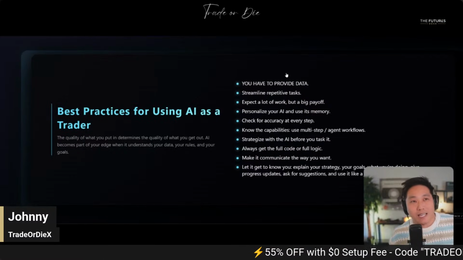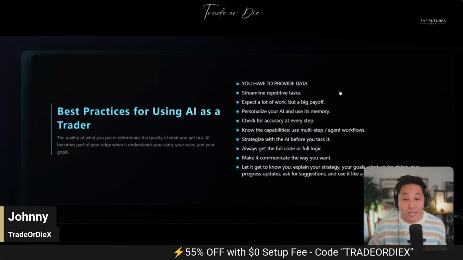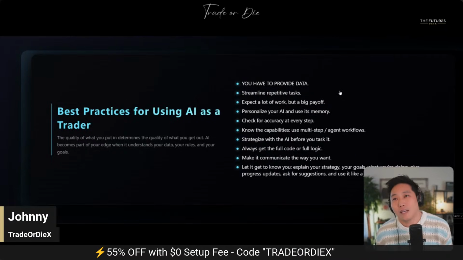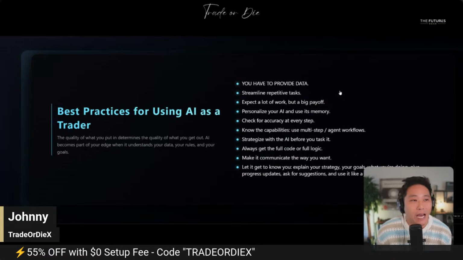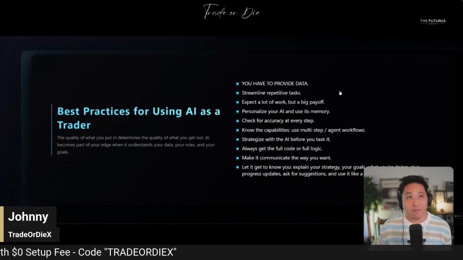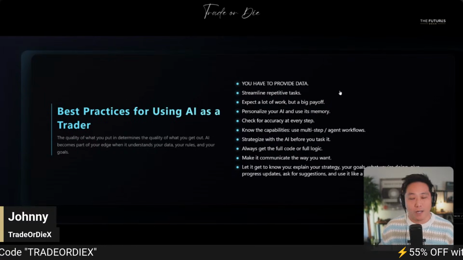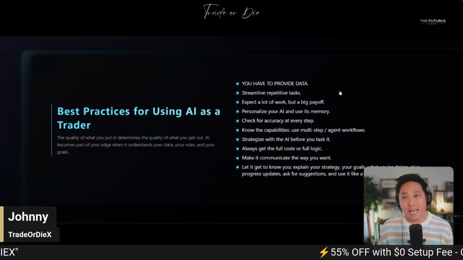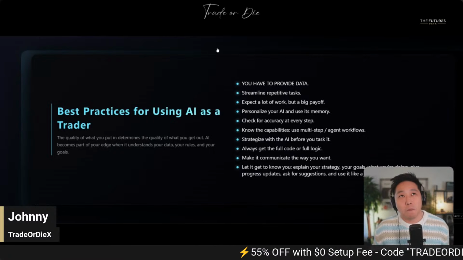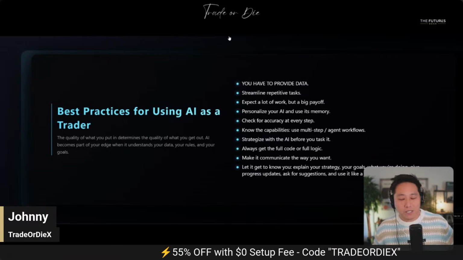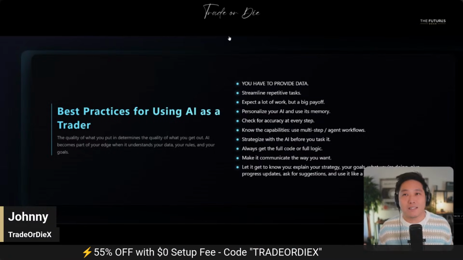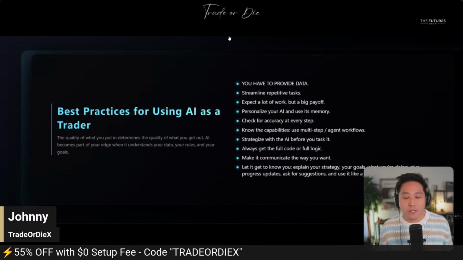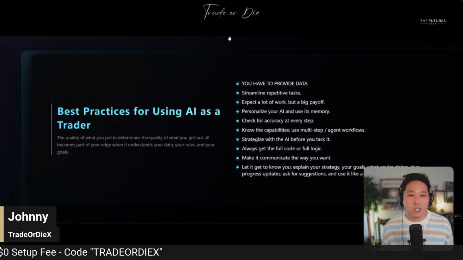The next one is check for accuracy at every step. This one's really important. If you have some sort of process where you're building, for instance, a summary sheet for your trading every day, you want to make sure that at every step, especially when you're building out the process, it's doing things the right way so that it's giving you accurate information.